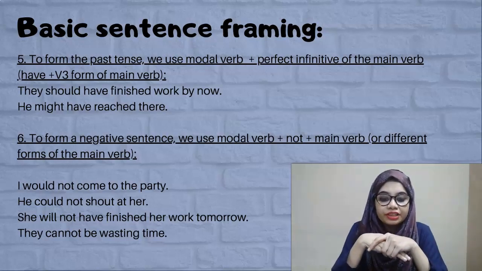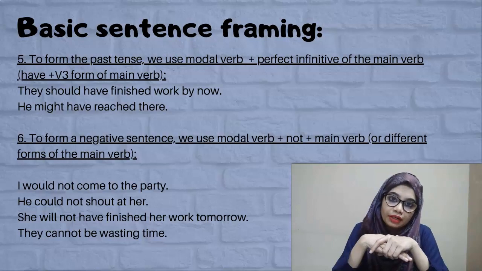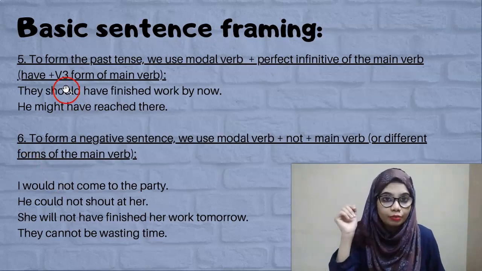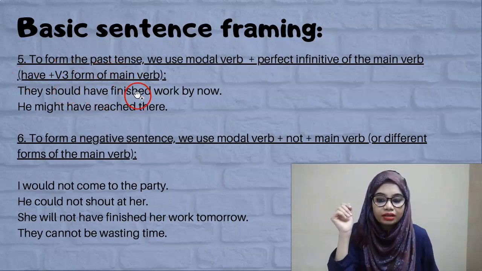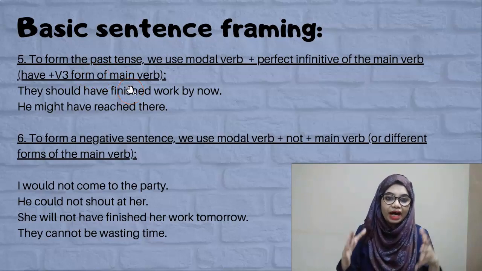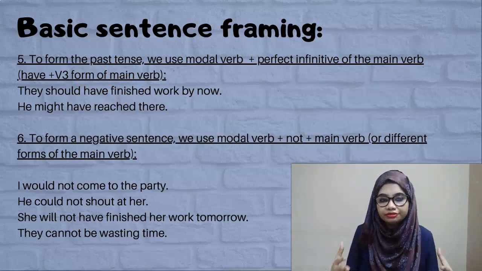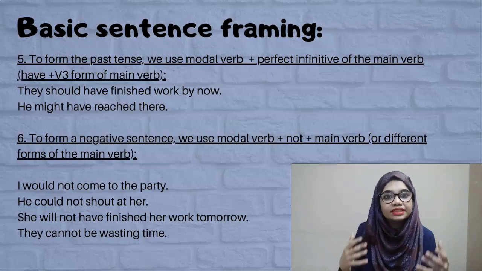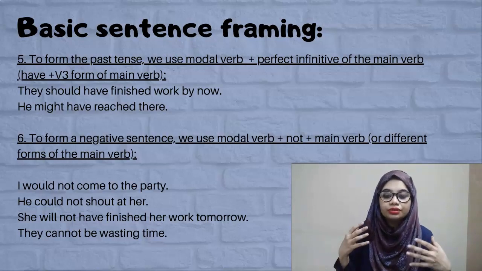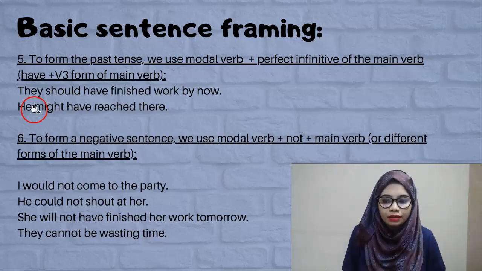So they should have finished work by now. We can also add the over here, an article. They should have finished the work by now. So should is the modal verb, have from the formula, finished is the V3 form of finish. So by now, this is more like the present perfect tense where we talk about actions that are recently finished. So they should have finished work by now. He might have reached there.